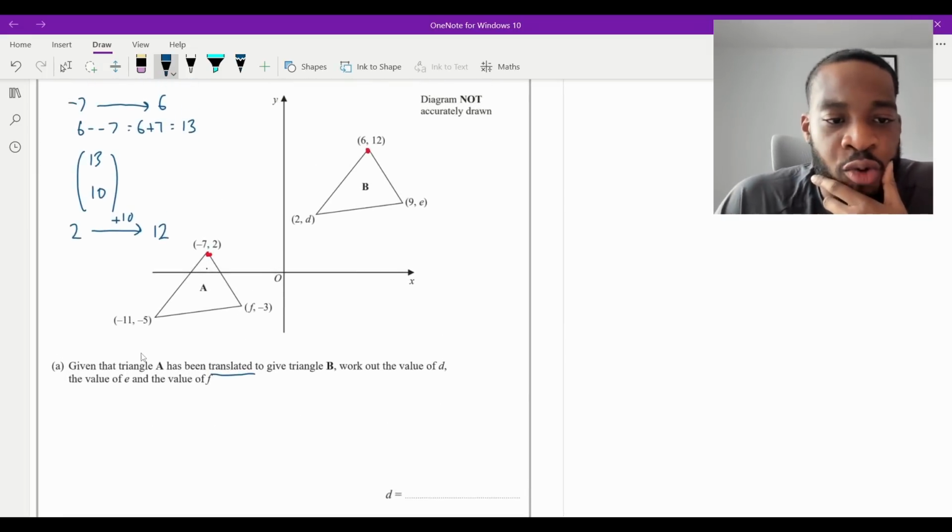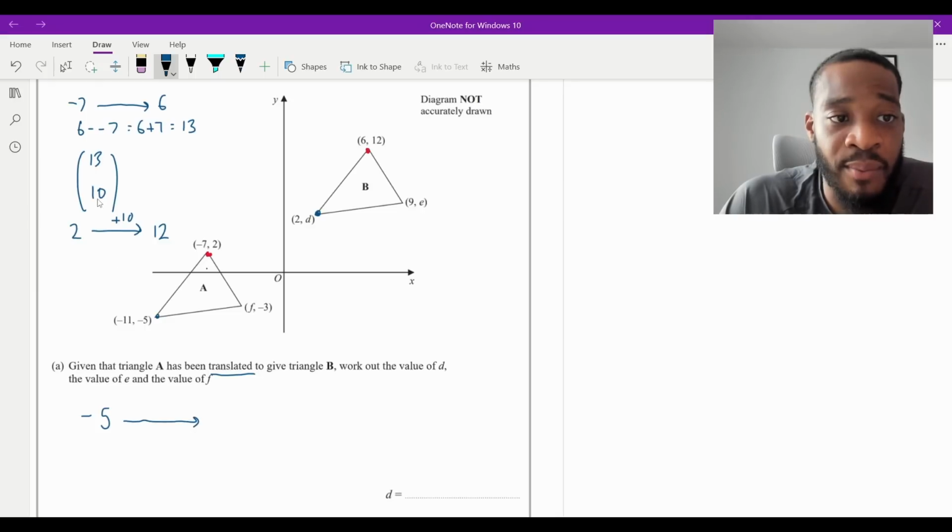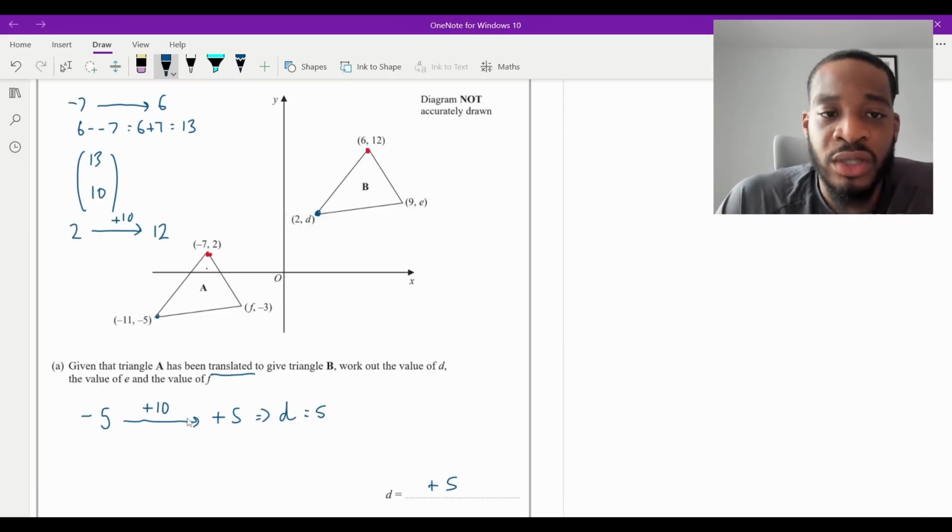So let's start with D. D is the y-coordinate of this point, and that corresponds to that point. So we've got -5 originally, and we know that we're going up, because we're dealing with the y-coordinates. We know that the y-coordinates move up by 10. So I have to add on 10 to get what D is. -5 plus 10 is going to be +5. So therefore, D is going to equal 5. So I put 5 there, or you can just put 5 to be honest. So that one's done, D is done.